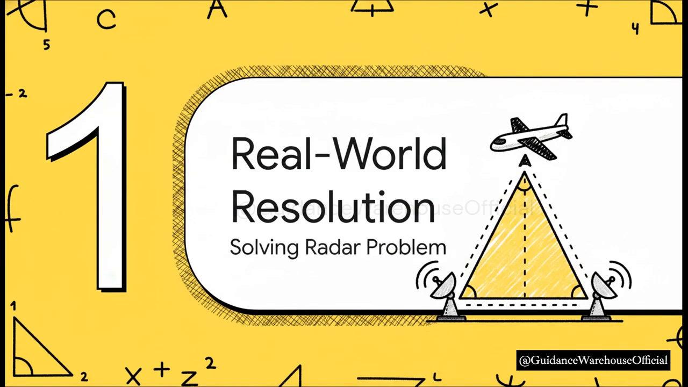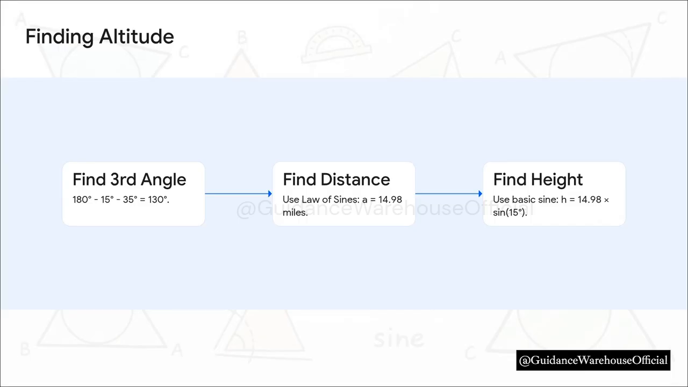Real-world resolution, solving the radar problem. Remember that aircraft from the very beginning? The one trapped between the two radar stations where basic right triangle math completely failed us. Let's connect this all to real life and finish the job. We'll walk through this step by step. Station A is at 35 degrees, Station B is at 15 degrees. Step 1, find that top angle at the aircraft. 180 minus 15 minus 35 gives us 130 degrees.